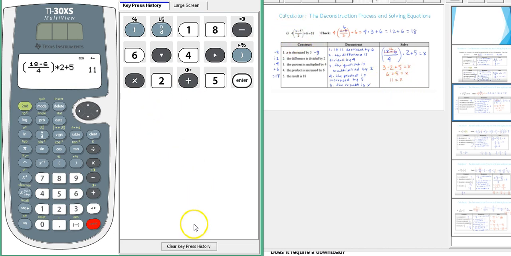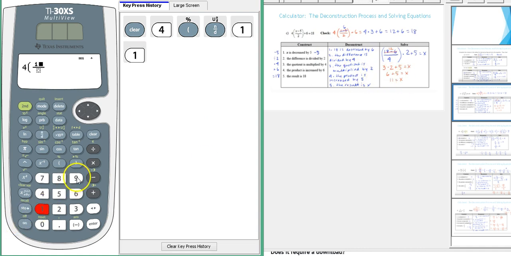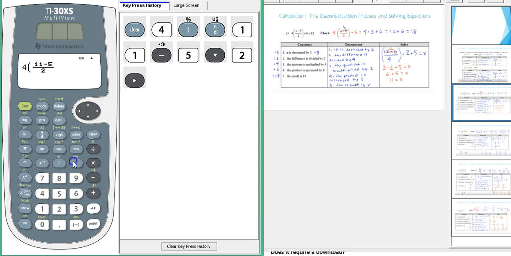Now let's check it. Clear this history. So we have 4 parentheses. Now I have a fraction in the parentheses, and we're replacing x with 11 to check it. So the numerator is 11 minus 5. The denominator is 2. Now I need to close the parentheses, so I'm going to move outside the fraction, close parentheses, and add 6. Our result is 18, and that checks with the right-hand side of the equation. And it checks with our written work.